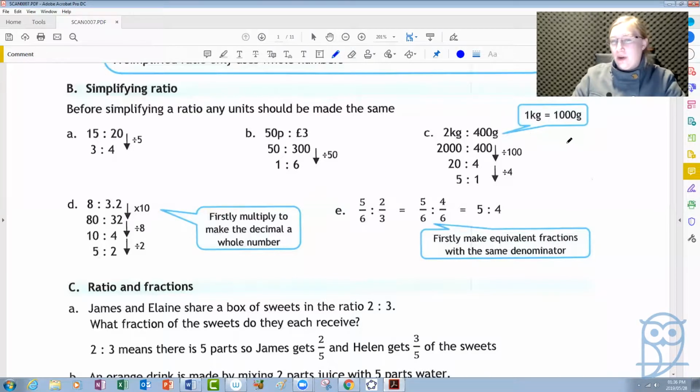The first thing we want to do if we want to work in a ratio is make the units the same, if possible. So we convert the 2 kilograms to 2,000 grams, and then we can start dividing and get our actual ratio. Over here, we start with a decimal number. So the first thing we need to do is multiply in order to get rid of the decimal. So we multiply by 10 here to make it 32, and then we can start dividing to simplify the ratio.